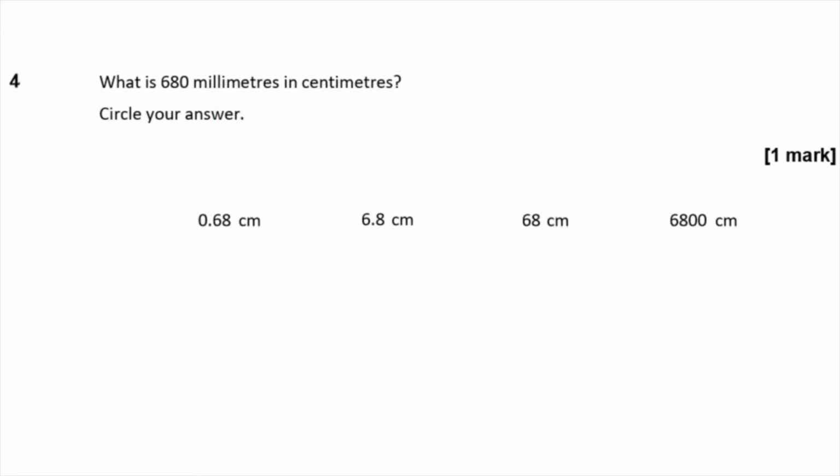Question 4. What is 680 millimetres in centimetres? Well, if you look at your ruler, you probably realise that 1 centimetre is 10 millimetres. So if we're in millimetres and we want to go to centimetres, we're going to have to divide by 10 because there are 10 millimetres in every 1 centimetre. So what is 680 divided by 10? Well, divided by 10, we can move the decimal point one place over, can't we? That's going to be 68. So it's going to be that one there, 68 centimetres.